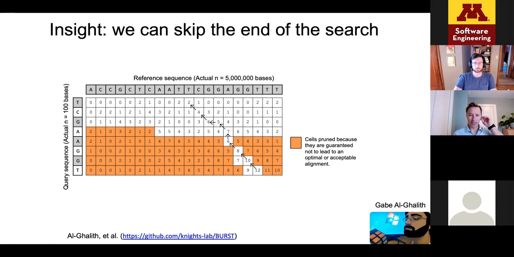So Gabe tried that, and it's pretty cool. I did find this in someone's thesis like 10 years ago, so this has been done before. And it worked. It cut about half of the cells out of the table on average.